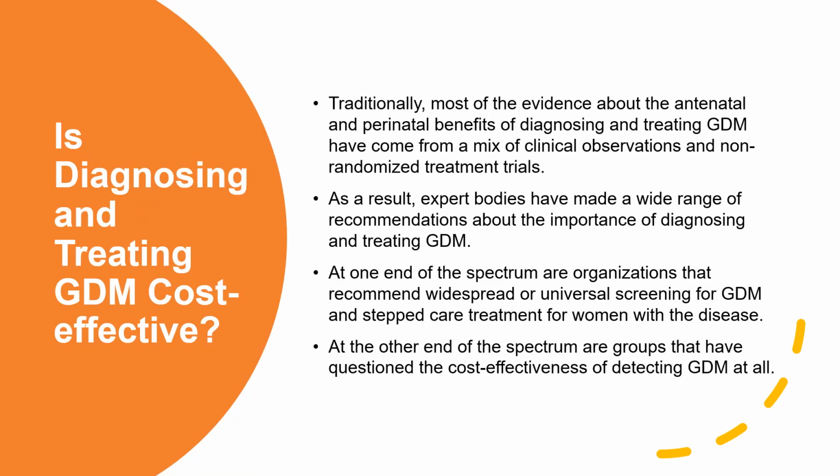The question we need to answer is this: is diagnosing and treating GDM cost-effective? Traditionally, most of the evidence about the antenatal and perinatal benefits of diagnosing and treating GDM has come from a mix of clinical observations and non-randomized treatment trials. As a result, expert bodies have made a wide range of recommendations about the importance of diagnosing and treating GDM. At one end of the spectrum are organizations that recommend widespread or universal screening for GDM and step care treatment of women with the disease. At the other end of the spectrum are groups that have questioned the cost-effectiveness of detecting GDM at all.